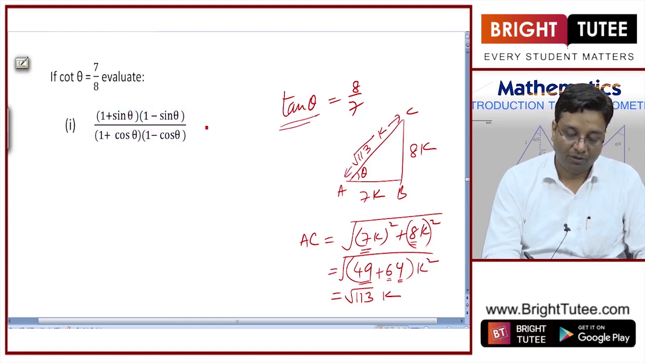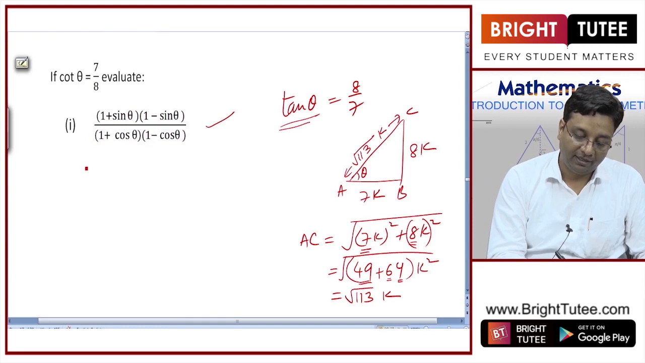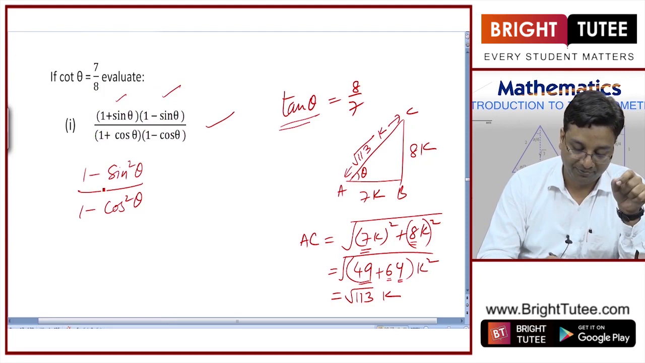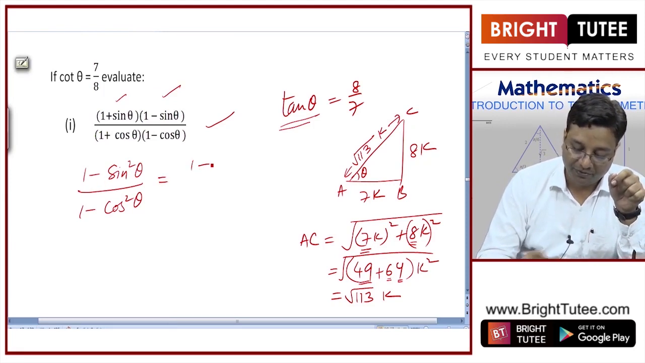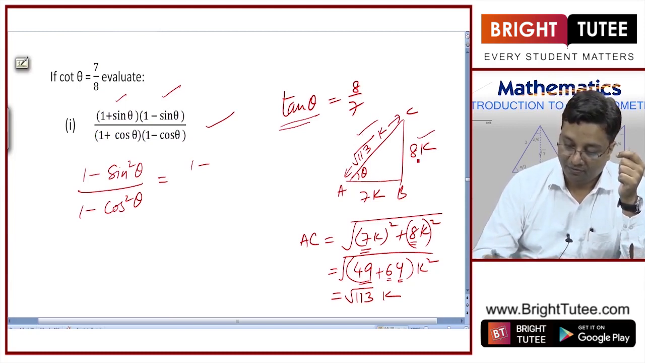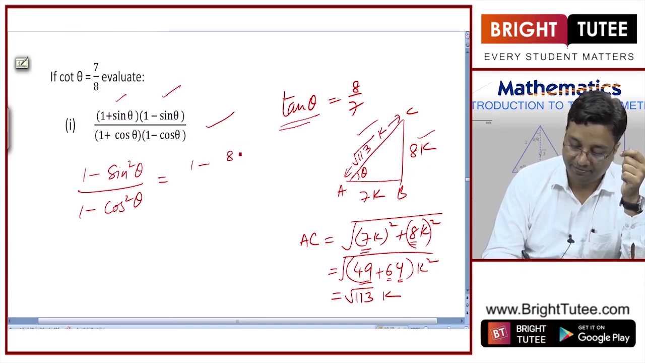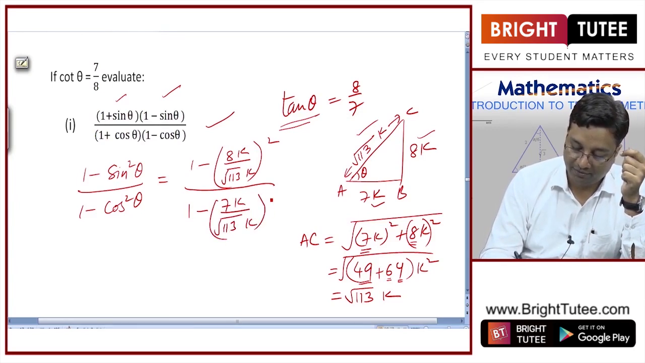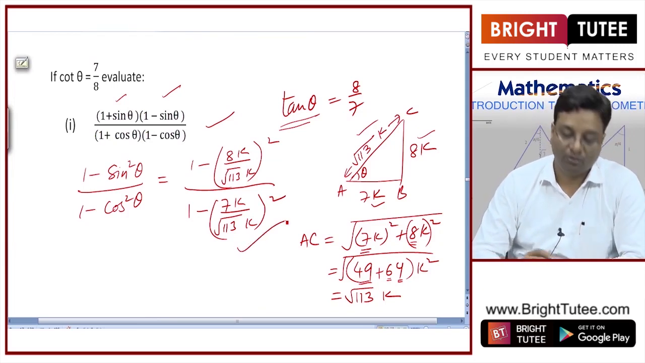Now we have to talk about this ratio here. The numerator can be written as 1 minus sine square theta, and the denominator can be written as 1 minus cos square theta. This is just a plus b into a minus b, which is a square minus b square. What is sine square theta? Opposite by hypotenuse squared. Opposite is 8k by root 113k, squared. What is cos square theta? Adjacent side by hypotenuse, squared. This is the calculation that we need to do, and we will get our answer.